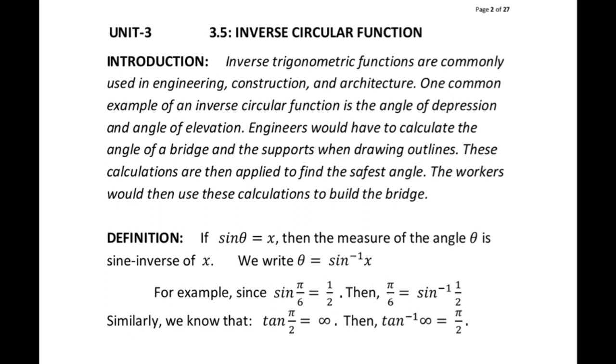Definition: if sin theta equals x, then the measure of the angle theta is sin inverse of x. We write theta equals sin inverse x. For example, since sin pi by 6 equals half, then pi by 6 equals sin inverse half. Similarly, we know that tan pi by 2 equals infinity, then tan inverse infinity equals pi by 2.